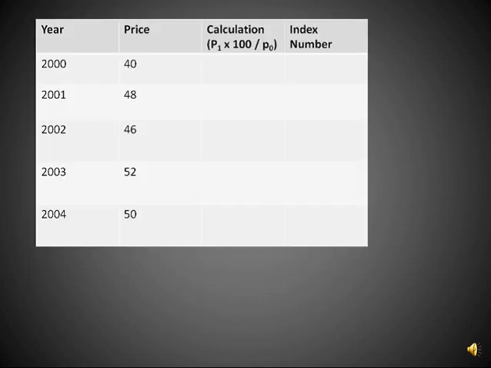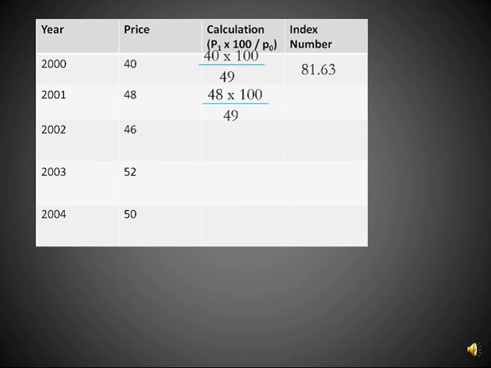you will construct a table as was done in the previous question, and the first 2 columns will be for year and price, the next 2 columns will be for calculation and index number. Now here P1 will be 40 and P0 will be the average you just calculated, that is 49. So for 2000 the index number comes to 81.63.